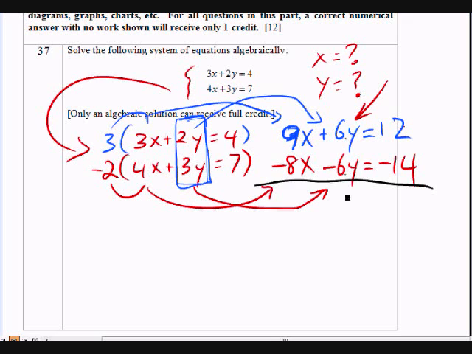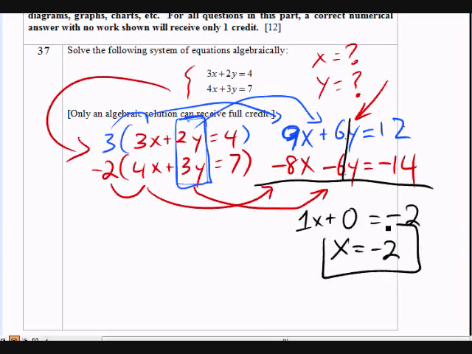6y plus negative 6y, this one will cancel, it becomes 0. 9x plus negative 8x, that becomes 1x. And 12 plus negative 14, that's negative 2. Well, 0, we don't really need that, and 1x is just x, so x equals negative 2. So we solved for one part. We got x equals negative 2.